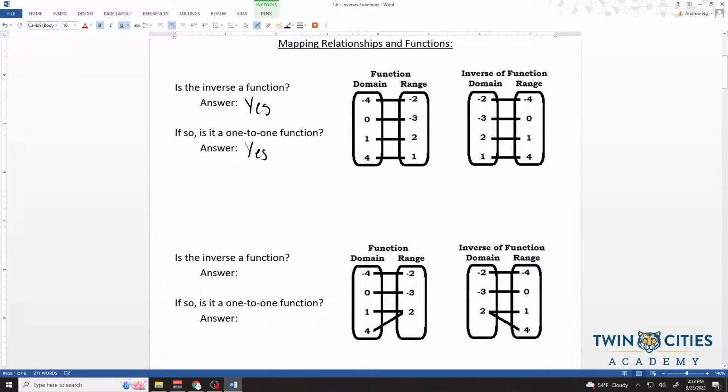Okay, I can only have one possible answer. That's different than over here because when I plug in 1, I get the answer 2. That's only one answer. When I plug in 4, I get one answer, again, 2. Here, I plug in 2, and I get more than one answer. So this is not a function. I would say no, the inverse is not a function. And if it's not a function, certainly it's not a one-to-one function.